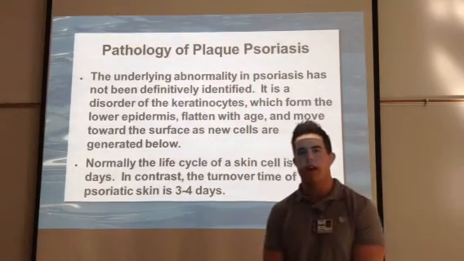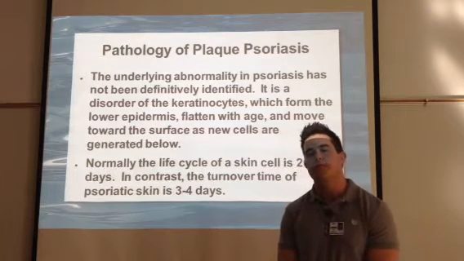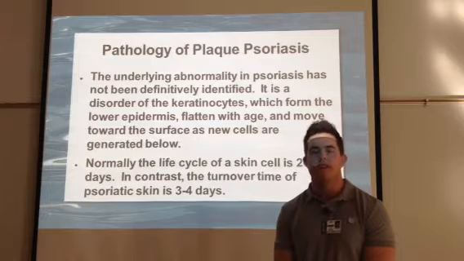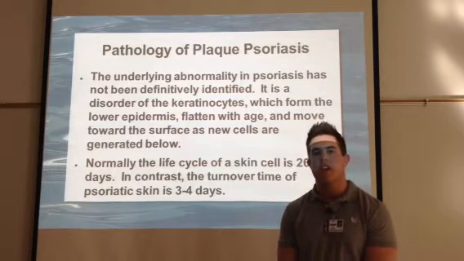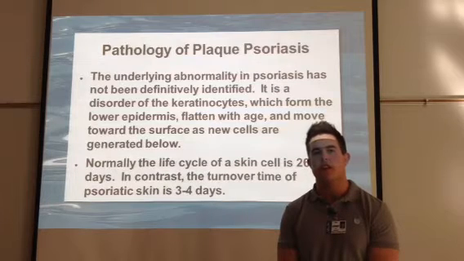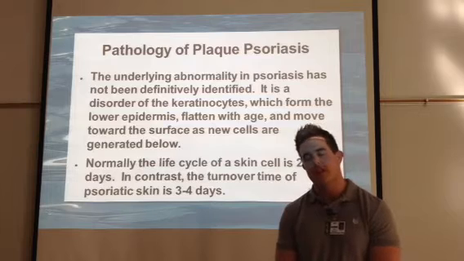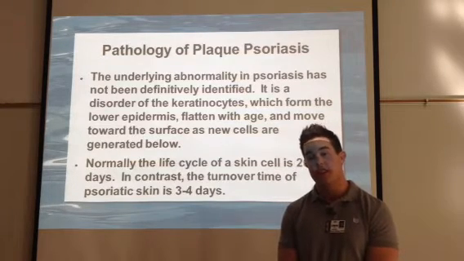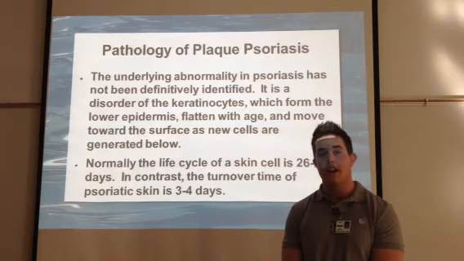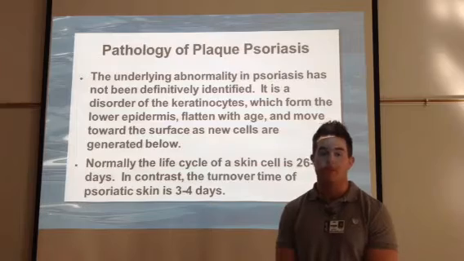Period. The pathology of plaque psoriasis. The underlying abnormality in psoriasis has not yet been identified. It is a disorder of the keratinocytes, which form in the lower epidermis, and they flatten with age and move towards the skin surface with the cells that are generated below. Normally the life cycle of a skin cell is around 26 to 28 days, and in contrast, the turnover time in plaque psoriasis patients is 3 to 4 days, which is much shorter.